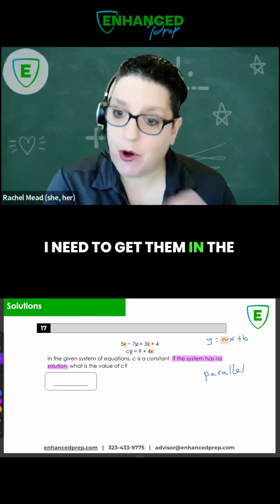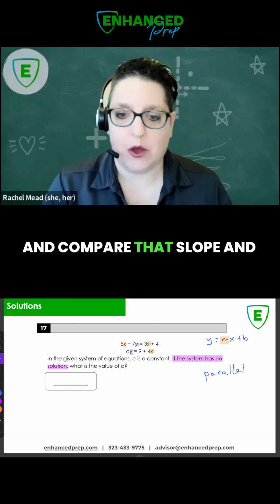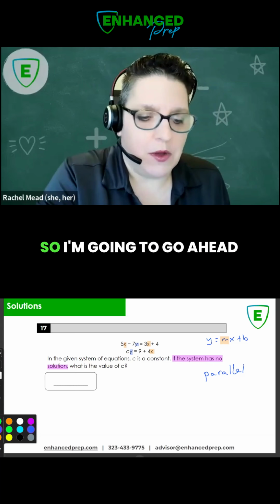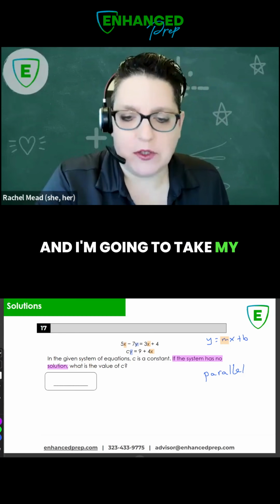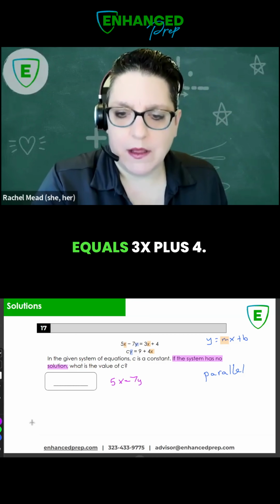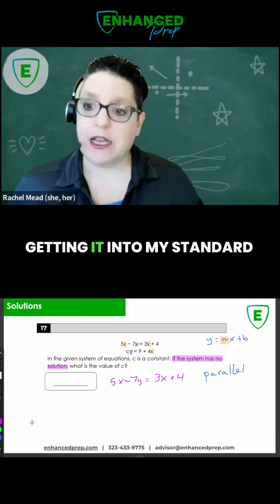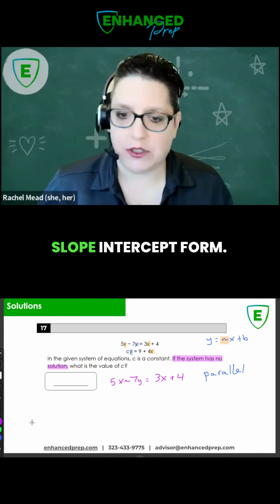I need to get them in the form of y equals mx plus b so that I can compare the slopes and analyze what is happening. So I'm going to take my first equation, 5x minus 7y equals 3x plus 4, and work on getting it into slope-intercept form.